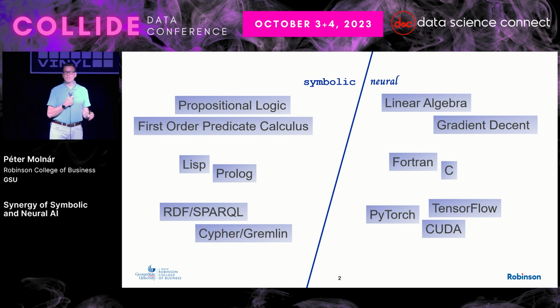It's very difficult to show this in visuals, so here are just some words, but the mathematical background is slightly different. On the symbolic side, we talk about propositional logic and first-order calculus. On the neural network side, this is more linear algebra, gradient descent, so numerical methods.